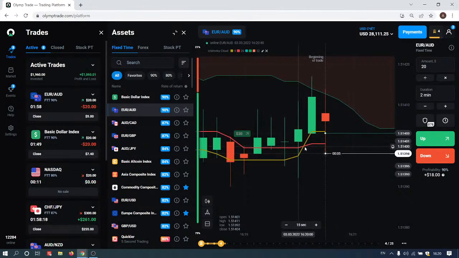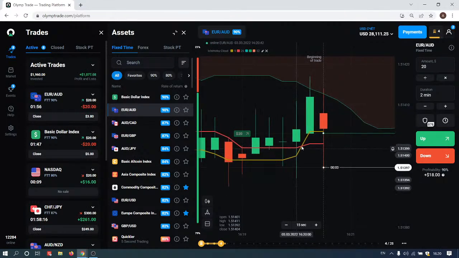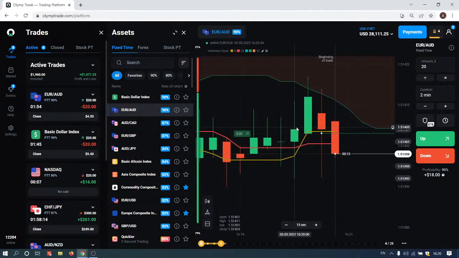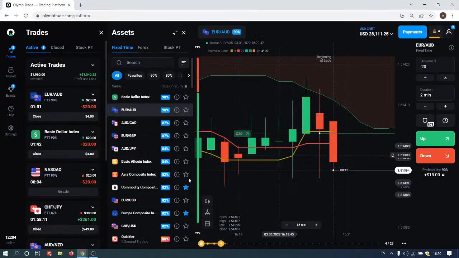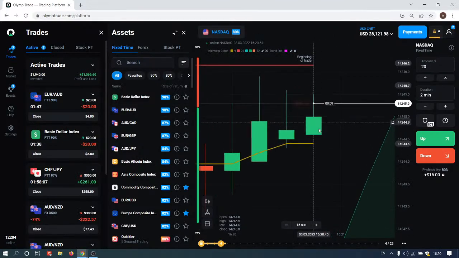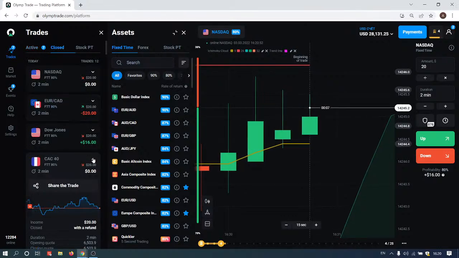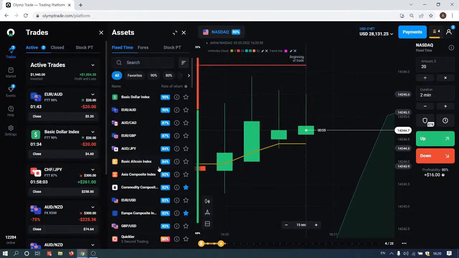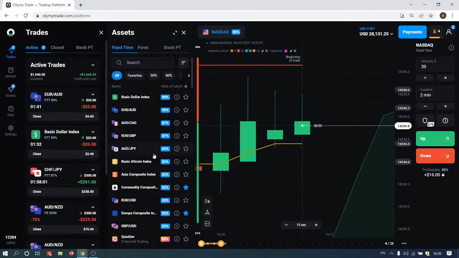All right, so you have this crossing, you have the color of the Heikin-Ashi candlestick. So if it's red, you open it in the downwards direction. If it's green, well, guys, I don't know. It might not be my cup of tea.